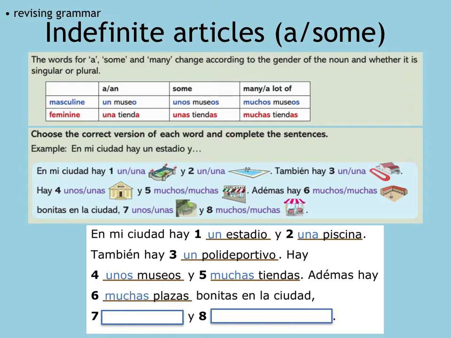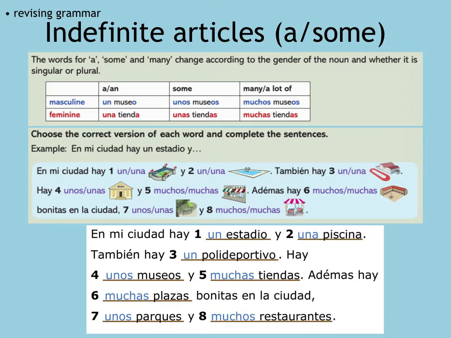Número 6, muchas plazas. So town squares was plazas. Again, it ends in an AS, so you make the muchas end in an AS. Número 7, unos parques. Now, parques was a difficult one because it doesn't end in os or as, but you just need to learn that parks is masculine, okay? So if it's singular, it's un parque. If it's plural, it's unos parques. And lastly, number 8, muchos restaurantes. That's another one where you just have to learn that restaurante is masculine. Okay, so it's muchos restaurantes. Very well done. That was challenging. So very, very well done if you got all 8.